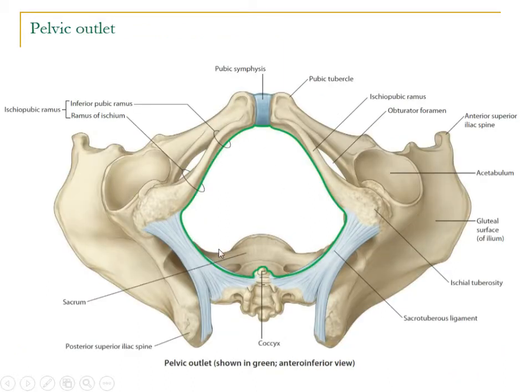Now let's talk about the pelvic outlet. The pelvic outlet is formed anteriorly by the pubic symphysis. On the lateral side, it is formed by the inferior ischiopubic ramus and the two ischial tuberosities, and posterolaterally by the sacrotuberous ligament, and in the midline posteriorly by the tip of the coccyx. So when we join these different landmarks, we get the boundary of the pelvic outlet.